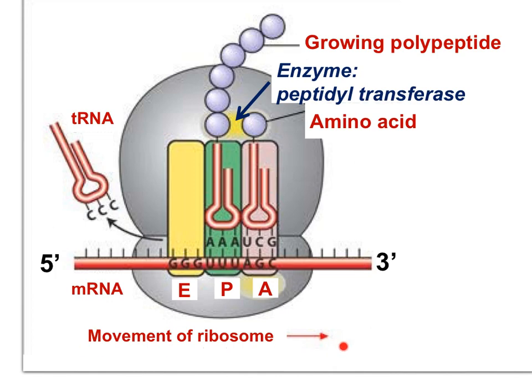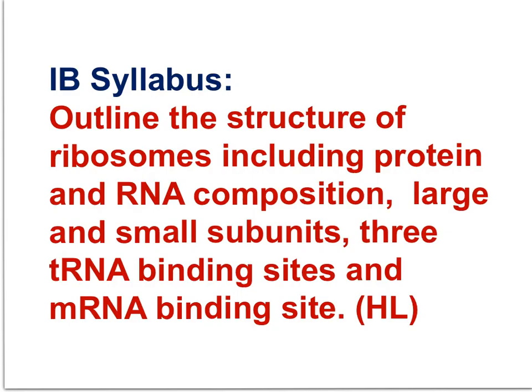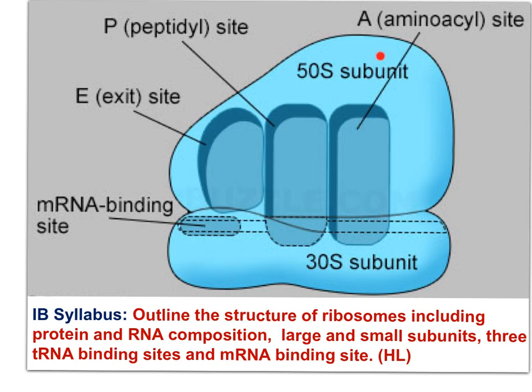a 5-to-3 direction. Remember that you need to be able to outline the structure of ribosomes, including the protein and RNA composition, the large and small subunits, the 3 tRNA binding sites, and the mRNA binding site. The ribosome is composed of 2 subunits, the large 50S subunit and the smaller 30S subunit, along with 3 binding sites A, P, and E for tRNA molecules, and a binding site for the mRNA. The enzyme peptidyltransferase is also part of the ribosome. The ribosome, in essence, is a large enzyme that synthesizes polypeptides.